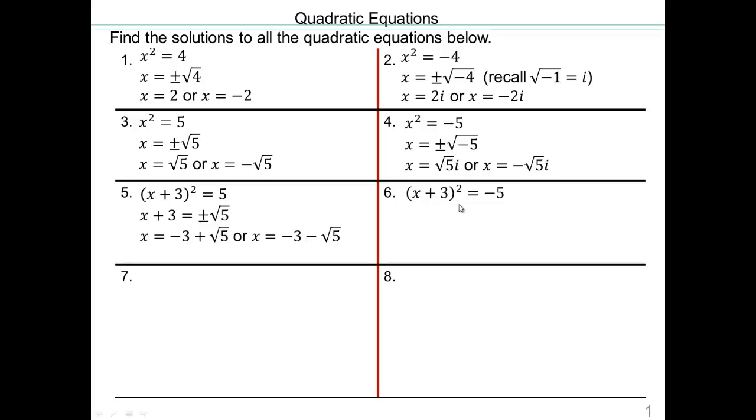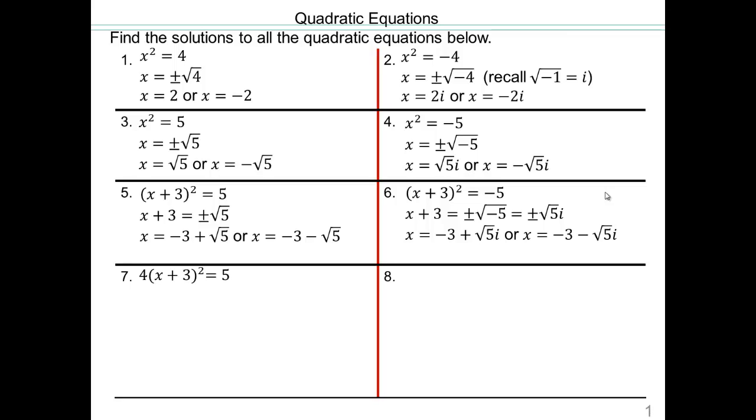All right, let's try here. Same thing. So x plus 3 equals plus or minus square root of negative 5, which is the same as plus or minus square root 5 i. And now subtract 3 from both sides, and there's your answers.